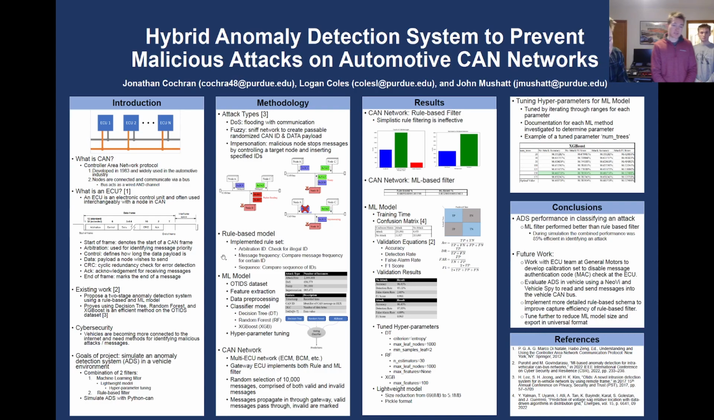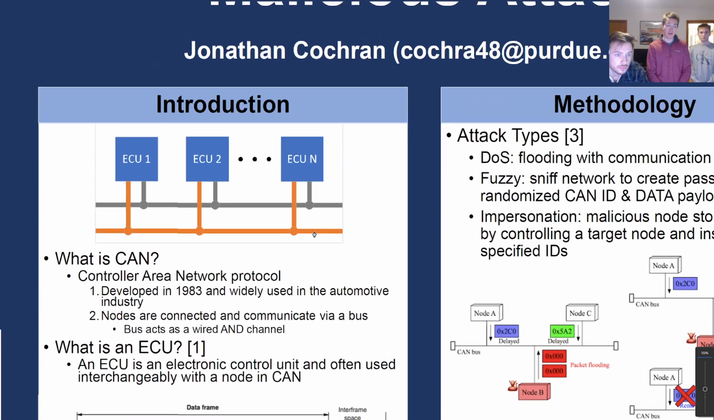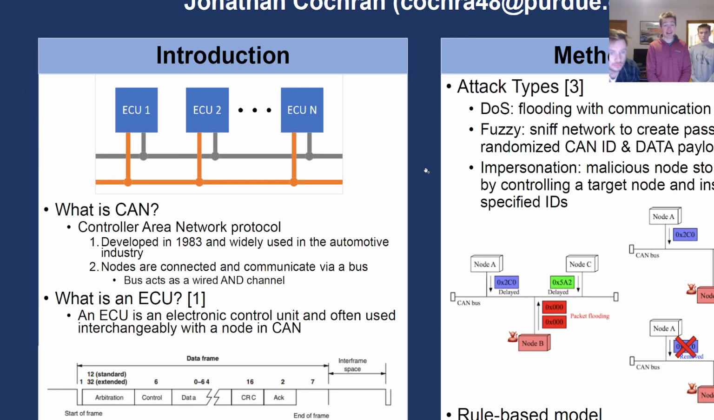Yes. So, CAN is a controller area network protocol, and it was developed in 1983 by Robert Bosch, and it is still widely used in the automotive industry today. And so you have a two-wire system where nodes or ECUs are connected to these two wires, and they communicate on this CAN bus, where the bus acts as a wired AND channel, with a 0 being the dominant bit.